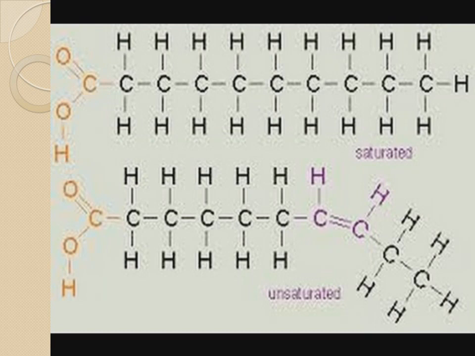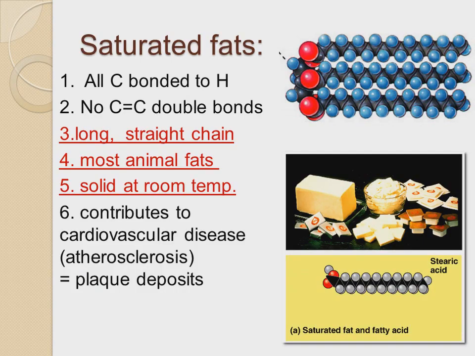Another picture shows the difference between saturated and unsaturated fatty acid. وقلنا أنه unsaturated fatty acid contain at least one double bond, while the saturated fatty acid has no double bond present in it. So saturated fatty acids all carbon bound to hydrogen, no double bond present، عادة يكون long straight chain. Most animal fats يكون saturated fatty acid، تكون solid at room temperature and contributes to cardiovascular disease and atherosclerosis. إذن عادة تكون هي السبب في cardiac disease.